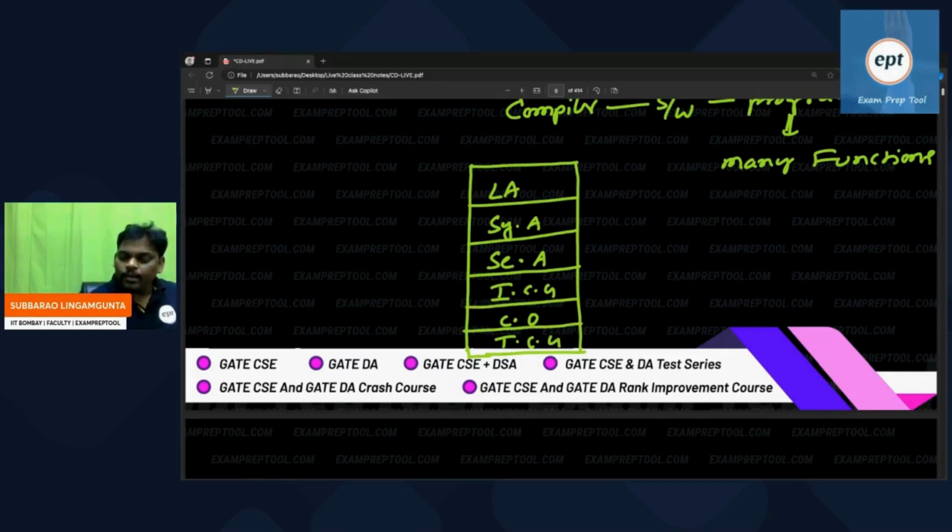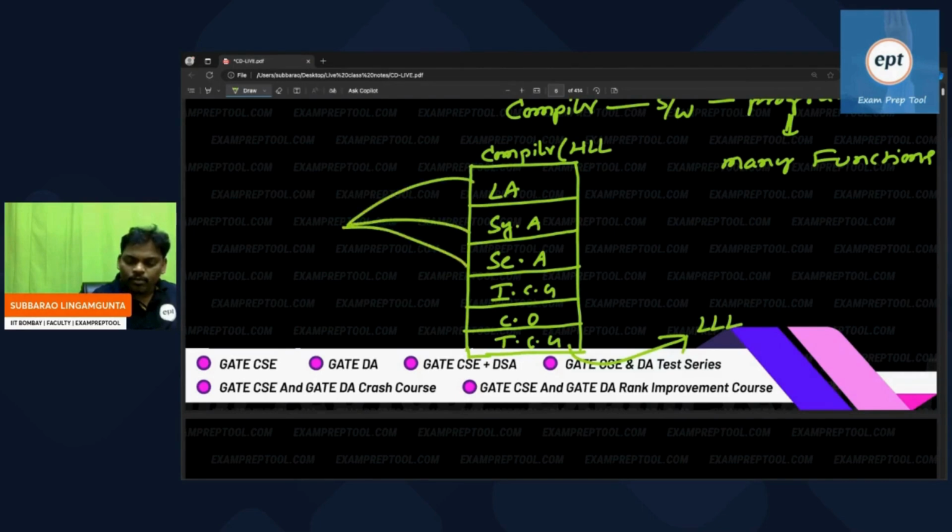So this is the compiler. Input is high level language. Output is low level language. And while doing this, at anywhere, if you have any problem, you can contact the error controller.